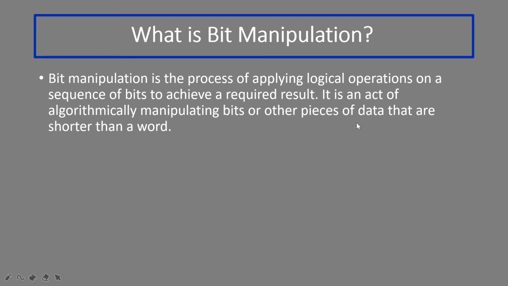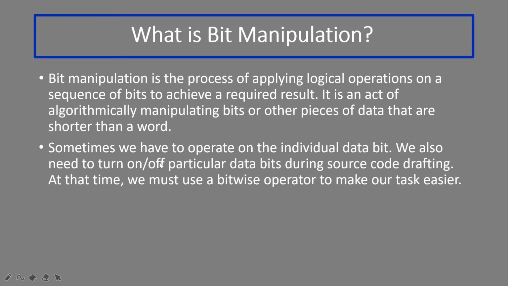It is an act of algorithmically manipulating bits or other pieces of data that are shorter than a word. It can be an integer or a character which can be manipulated on bits. Then it will be called bit manipulation. Sometimes we have to operate on the individual data bit. We also need to turn on or off particular data bits during source code drafting. At that time, we must use a bitwise operator to make our task easier.